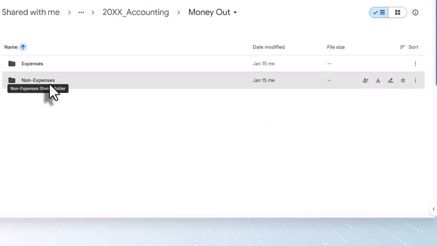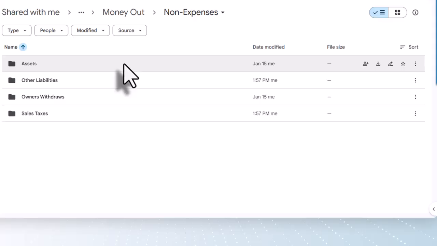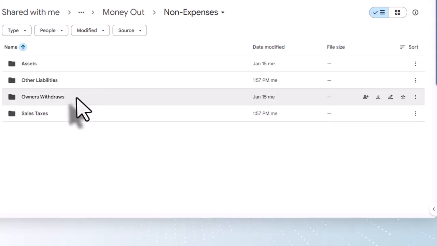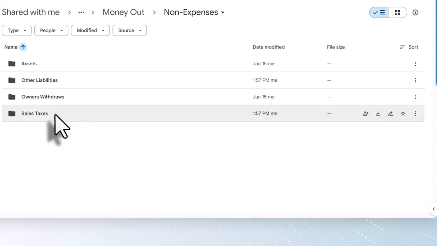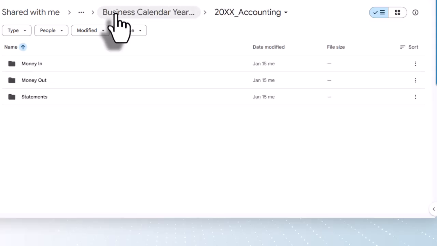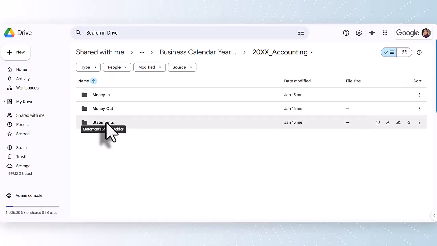Also, when it comes to money out, think about non-expenses. So these are purchases for your businesses that would not be an expense, but will definitely be posted inside of your books, like assets on your balance sheet or liabilities on your balance sheet. Owner's withdrawals, so money you're pulling out of the business, or even liabilities like sales taxes. And then lastly, again, thinking about your business from a business calendar year, you have your money in, you have your money out, and then you'll have a folder for all of your statements.